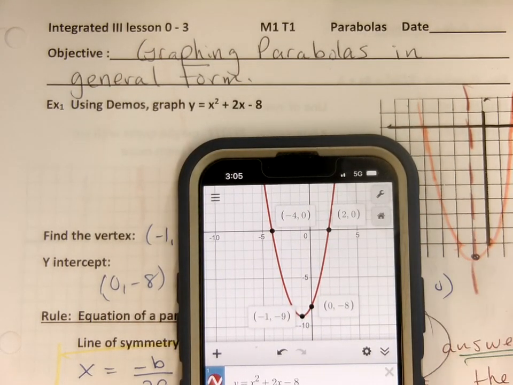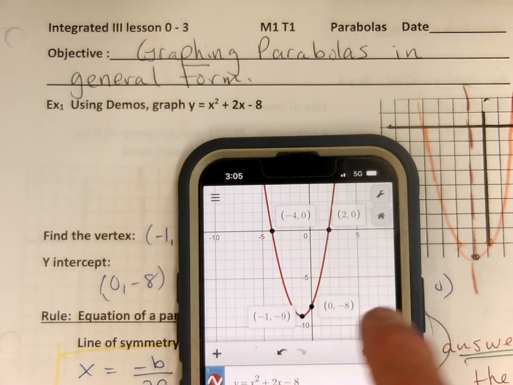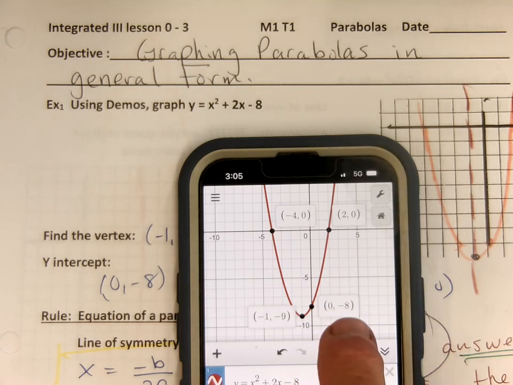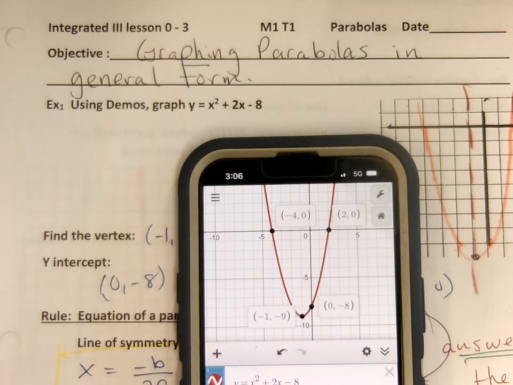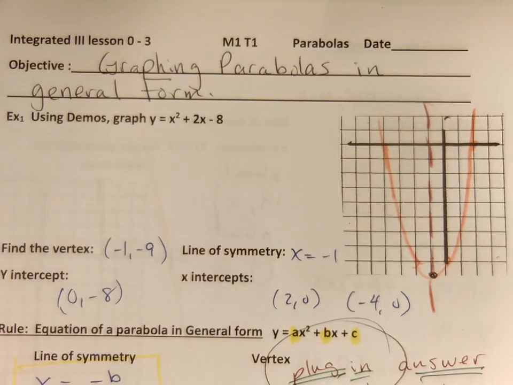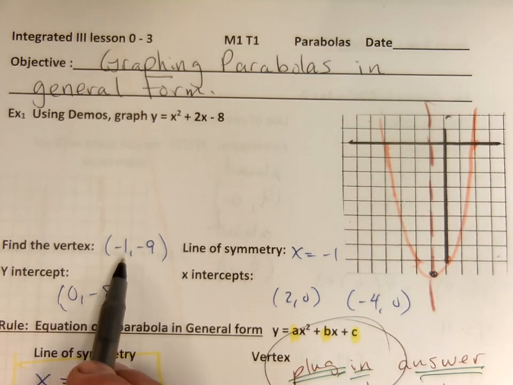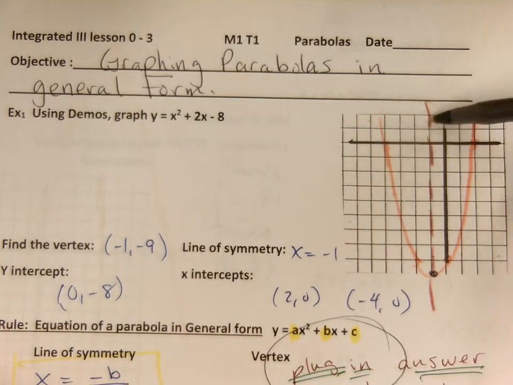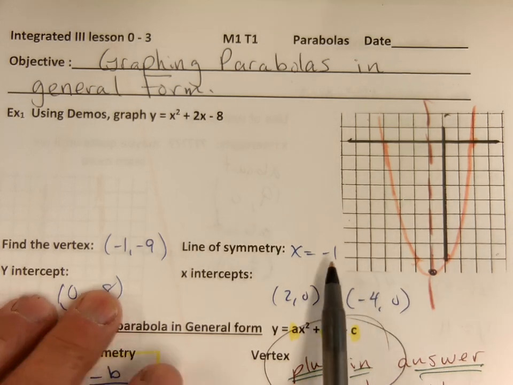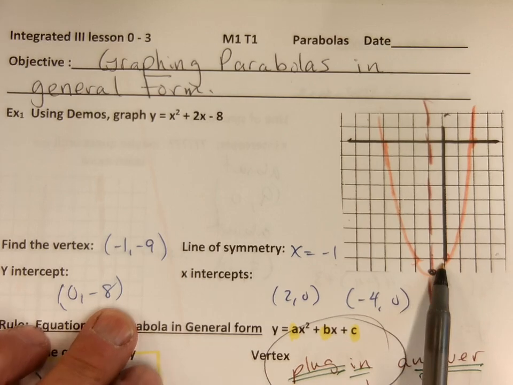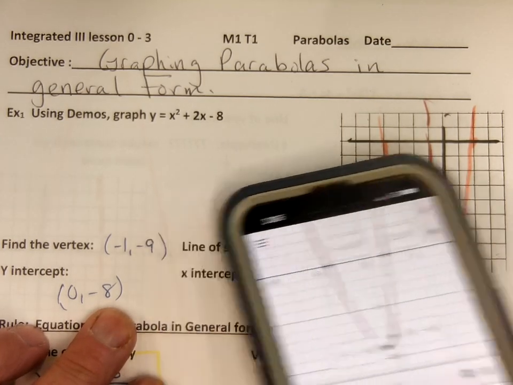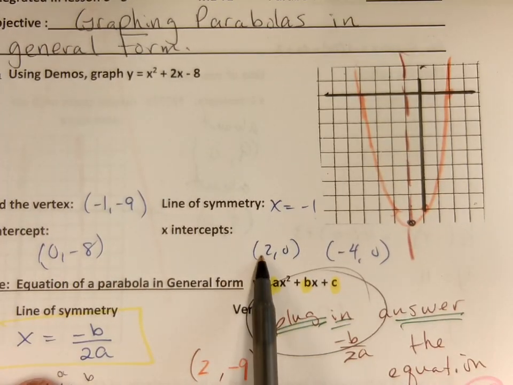Here's our parabola. And the nice thing about Desmos, you can just tap. There's the vertex, tap. There's the y-intercept, tap. There's one x-intercept, tap. There's the other x-intercept. So I took my Desmos information and I wrote it down. Okay, vertex at -1, -9. The line of symmetry has to go through the vertex, so it's got to be x equals -1. I have a y-intercept of 0, -8. I got that off my Desmos, and then I've got my x-intercepts at 2, 0, and -4, 0.